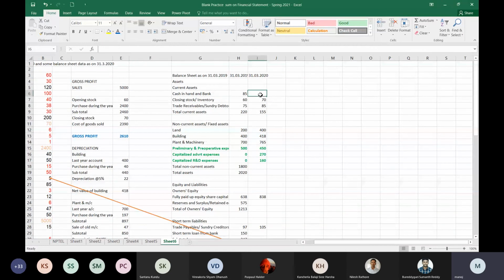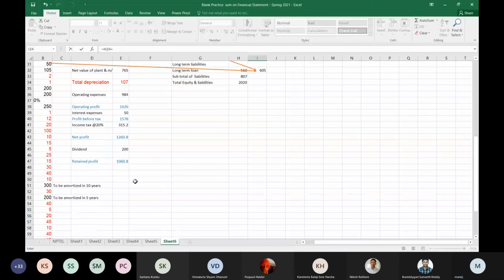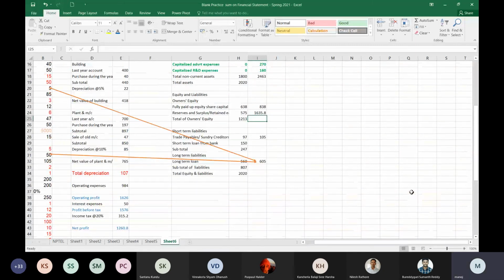What is left is the cash in hand that will come from cash flow statement, and this we can already do because everything is done. So just add them up. It becomes 2463. Done. Equity and liability we have already done. The equity, reserves and surplus should be equal to, as you remember, previous year's reserves and surplus plus retained profit. It is here. Add them up and we get this. So total owner's equity is this plus this, meaning equity capital and reserves and surplus. So this is also done.